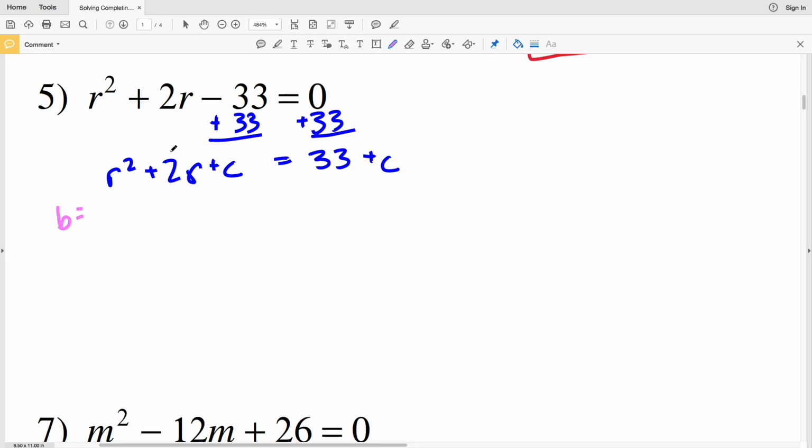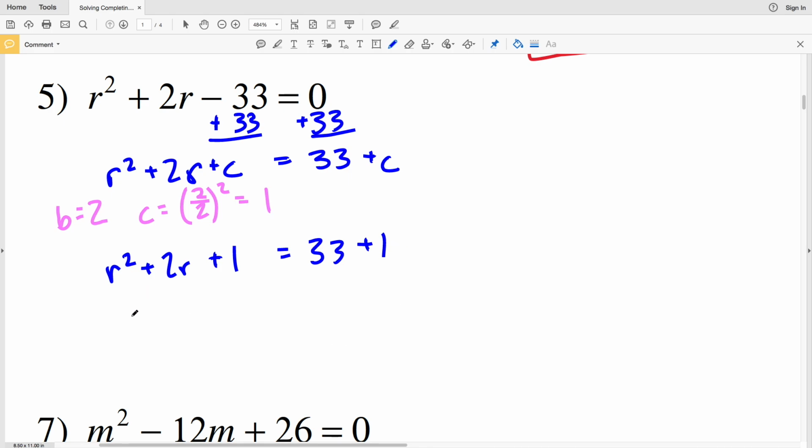My b value in this case is a positive 2. So my c value is going to equal (b over 2) squared, (2 over 2) squared. So c is equal to a positive 1. Now rewriting my equation above, I'll have r squared plus 2r, and I'll substitute in my value of c, which is 1, and that will equal 33 plus 1. So this is in the form where my a value is r, and my b value is 1. So (r plus 1) squared equals 33 plus 1, which is 34.